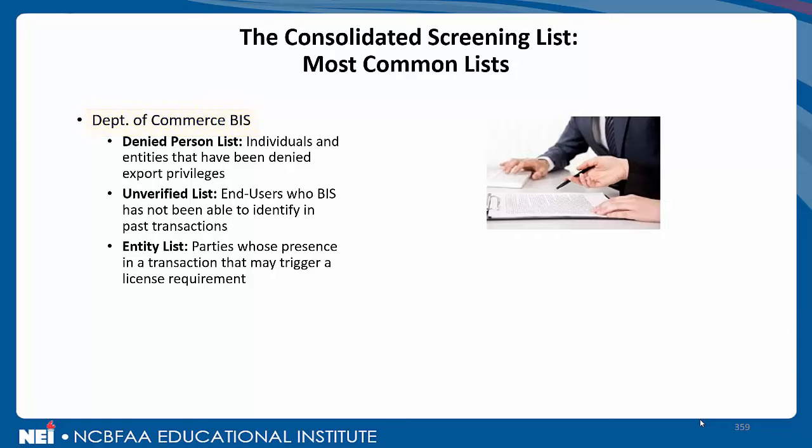There's a denied person list, individuals and entities that have been denied export privileges. The unverified list, end users who BIS has not been able to identify in past transactions. They don't know who they are. An entity list, parties whose presence in a transaction may trigger a license requirement.